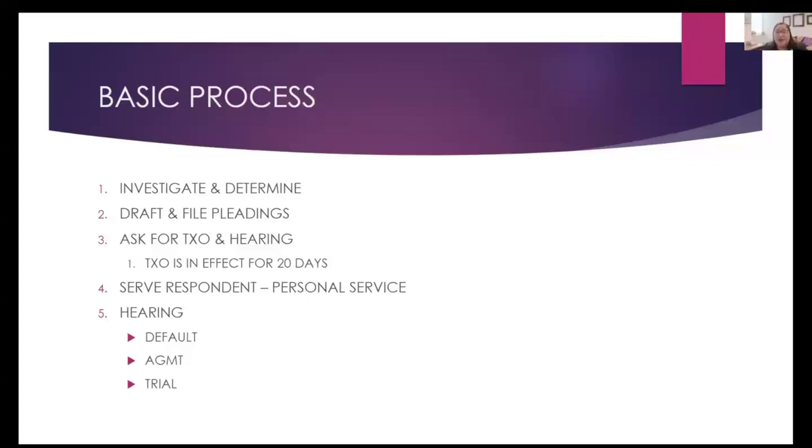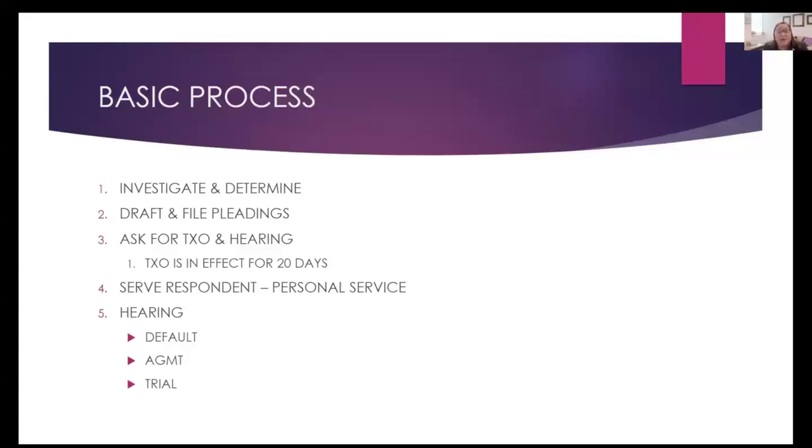Is there a combo? Should I go ahead and plead to expand how much of the protective order length the judge can give me? Ask for a temporary protective order, I would say always, and remember to prepare for your hearing. You have to serve the respondent.